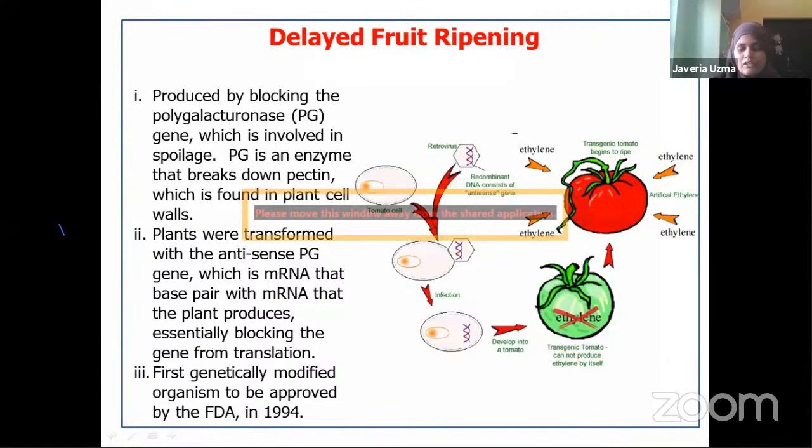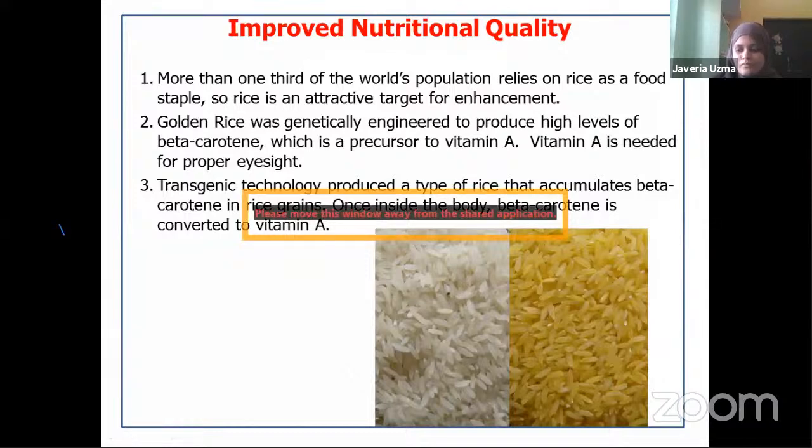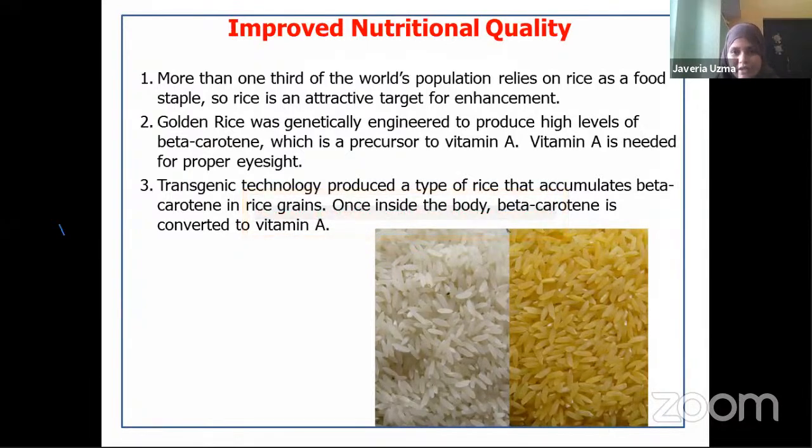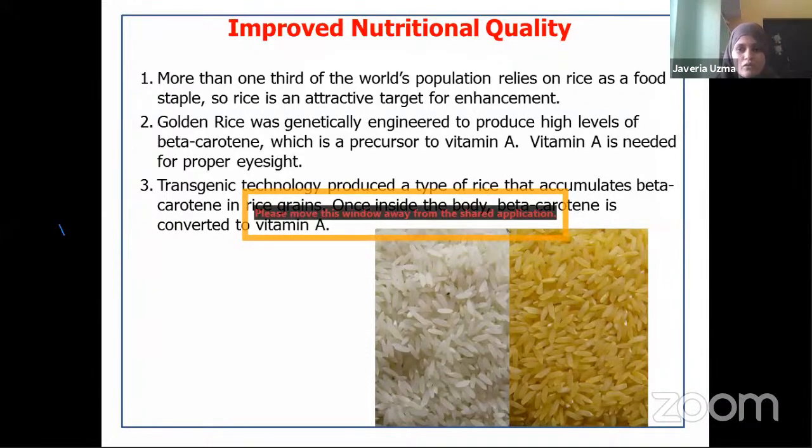Then coming to the next quality, that is improved nutritional quality. More than one third of the world's population relies on rice as a food staple. So rice is an attractive target for enhancement, because for most of the world population, their staple food is rice. If you improve the nutritional quality of rice, then malnutrition or undernutrition will be avoided. In many developing and underdeveloped countries, malnutrition can be avoided if you improve the nutritional quality of the staple food, because it is taken in large quantities.